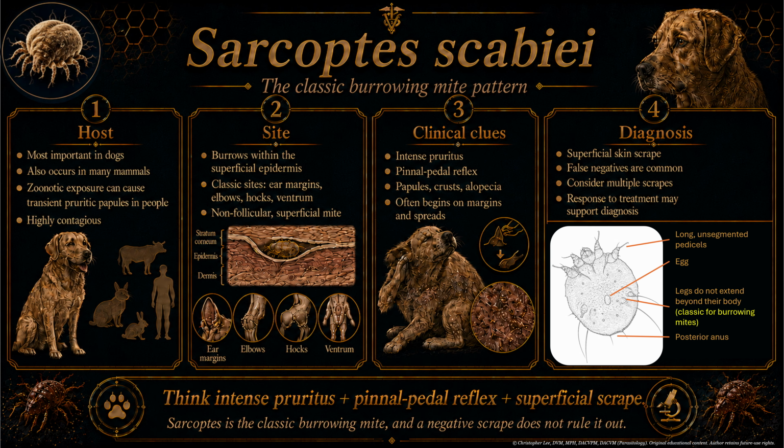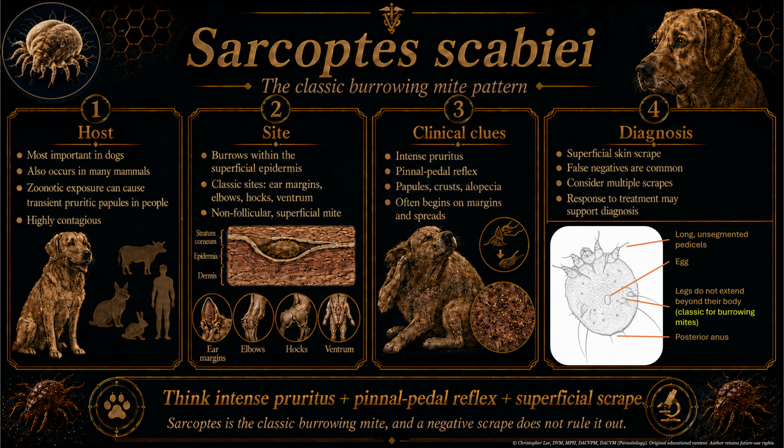Sarcoptes scabiei is the classic burrowing mite pattern, and its name is unpleasantly accurate. Sarco means flesh, tes means cutter, and scabiei comes from the Latin word meaning to scratch. In other words, it's the flesh cutter that makes you scratch.